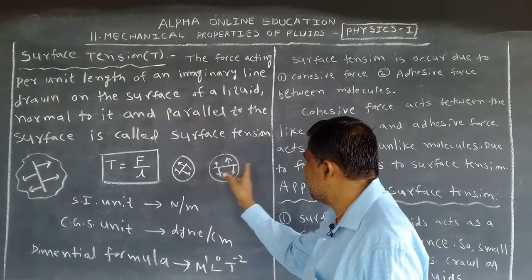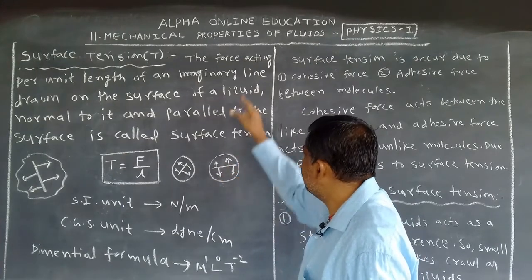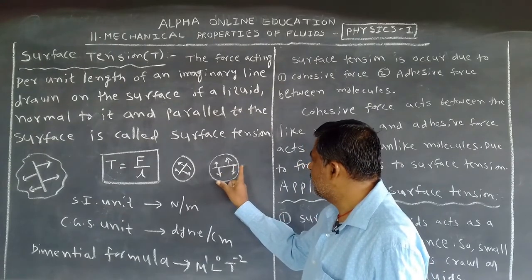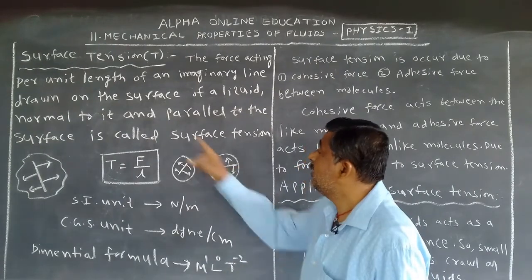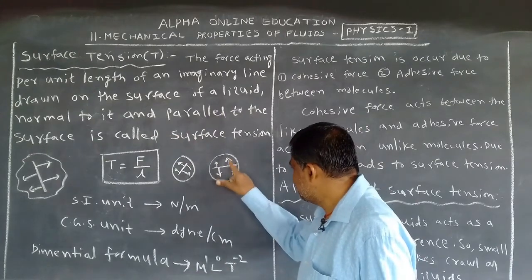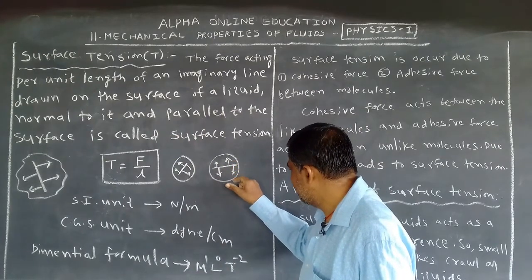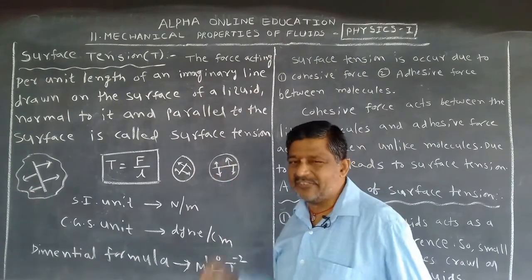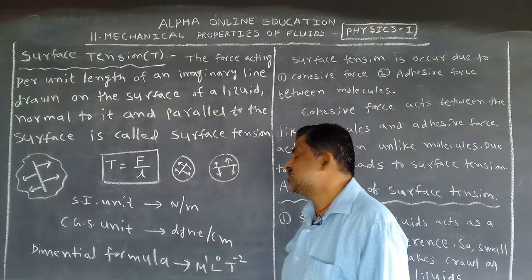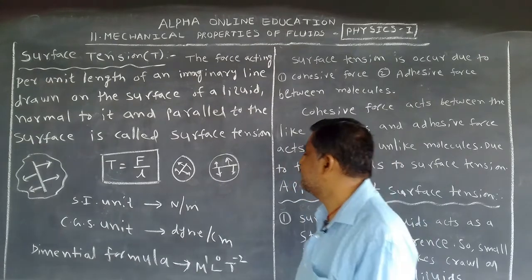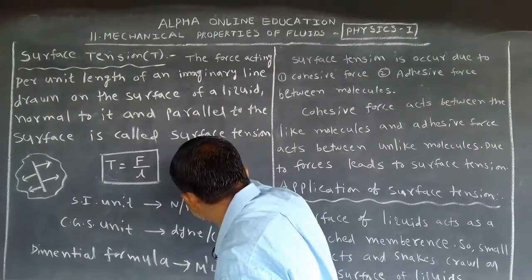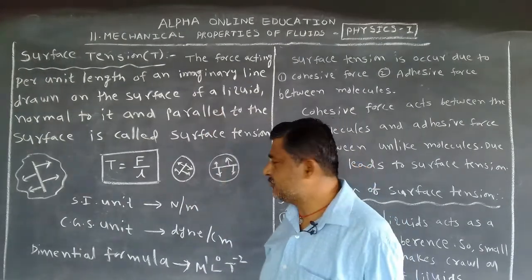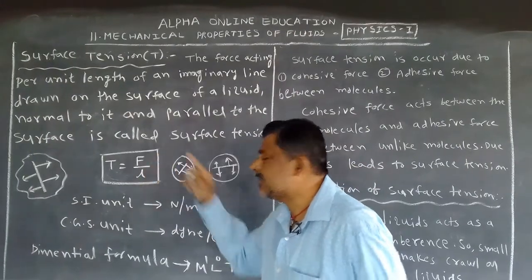This is the imaginary line. The force acting per unit length of an imaginary line drawn on the surface of the liquid, normal to it. How is this force? Normal or not? This is normal. This is also normal to this line, and parallel to the surface, is called surface tension. What is it called? Surface tension, denoted by T. What is the mathematical expression for it? T is equal to F by L.